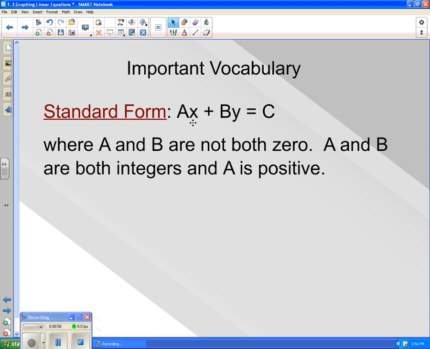We want to make sure x and y are on one side of the equal sign, and our constant is on the other. We also want to make sure that both a and b are integers, so no fractions, and we want to make sure that a is positive. Anytime we have a linear equation in this form, we say it's standard form.